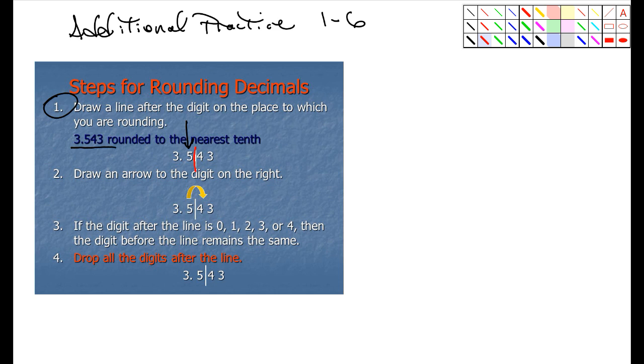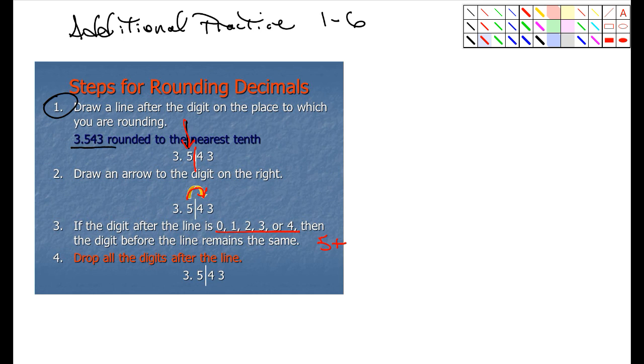After the digit to which you're rounding. So we're rounding to the tenths place, as I said, right here, where the 5 is. And it says, draw an arrow to the digit on the right. Well, you guys should know by now that we look at the digit immediately to the right of the number that we're rounding. And it says, if the digit after the line is a 0, 1, 2, 3, or 4, then the digit before the line remains the same. And you guys know that if it's 5 or larger, then you would add 1.